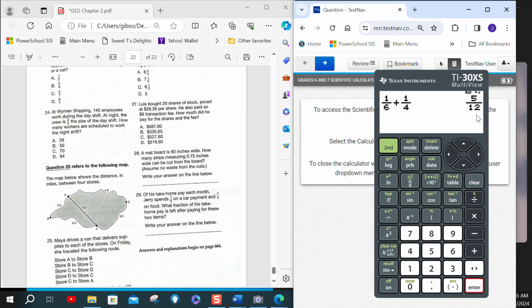So now remember, we want to know how much is left after paying these two items. So his whole paycheck is 1 minus this fraction we have, which would be 5 over 12. So 1 minus 5/12, enter, will leave us 7/12. And that is your final answer because they wanted it in a fraction. So your answer here is 7/12.